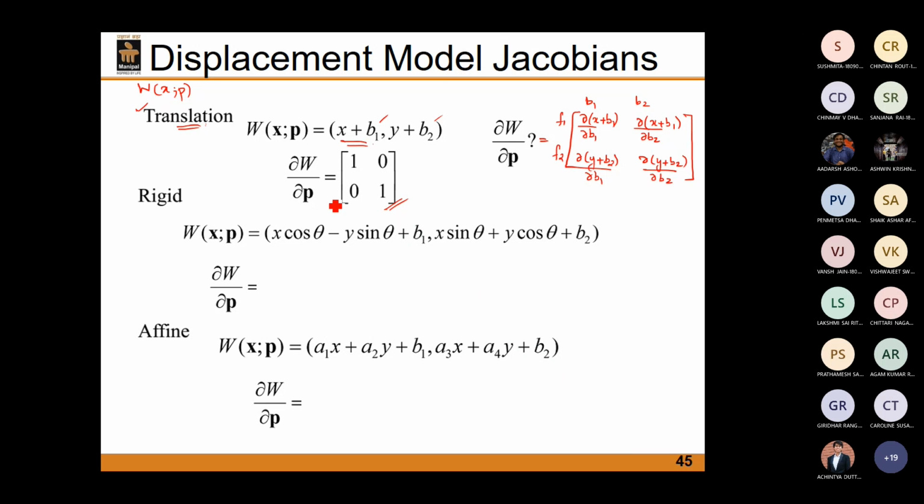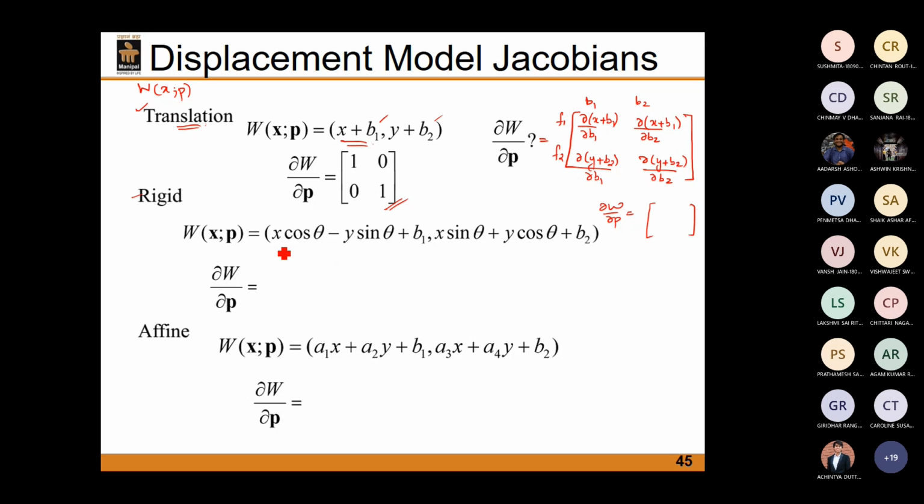Okay, now similarly you can find this out for the rigid transformation. As I said earlier, a rigid transformation involves both rotation as well as translation operation. So in this case, w of x;p is given by x cos theta minus y sin theta plus b1, and x sin theta plus y cos theta plus b2. And as I said earlier, in order to find the Jacobian of this, I just have to find the partial derivatives of each of the functions.